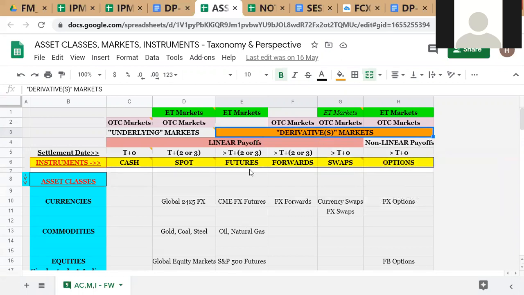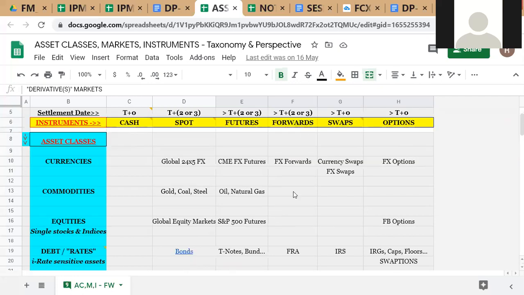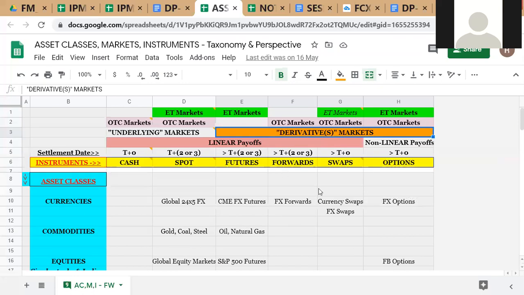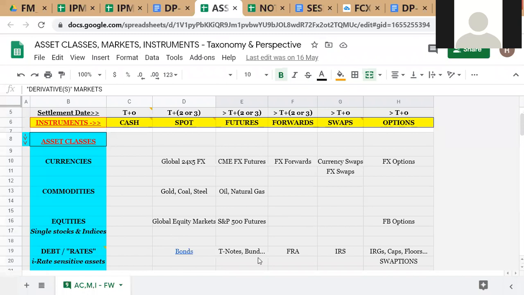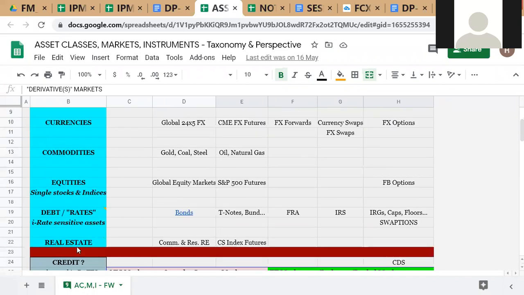So I can have a transaction. The example I gave just now, where I'm selling a plot of land to Rajat 9 months forward, the settlement date is 9 months from today, but we agree on the terms of the contract today. So the transaction date is today, settlement date is 9 months from today. Now that is a forward contract. So that transaction will appear here, at the intersection of the column for forwards and the row for real estate.